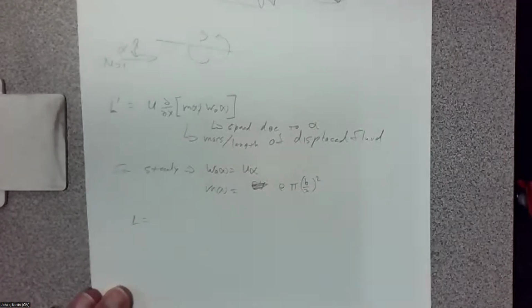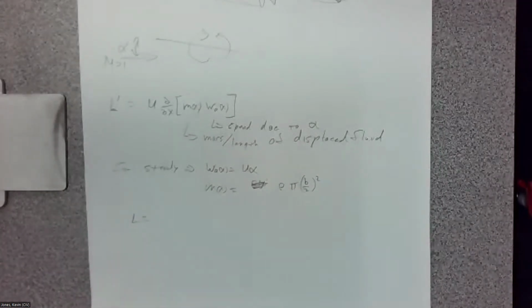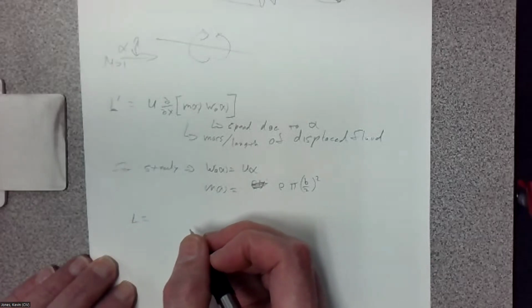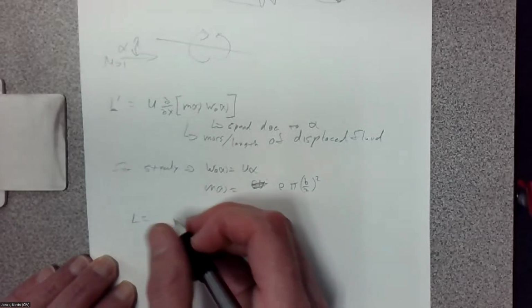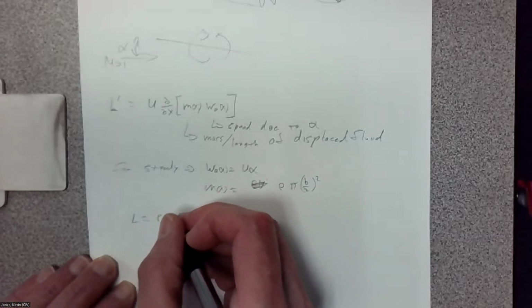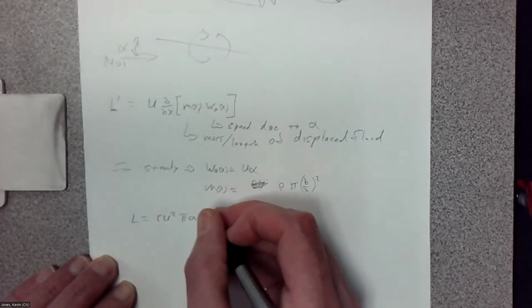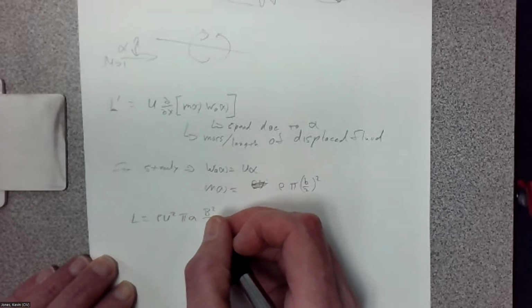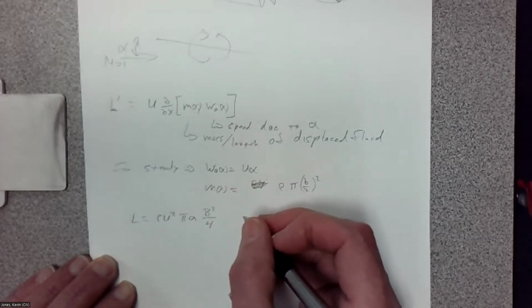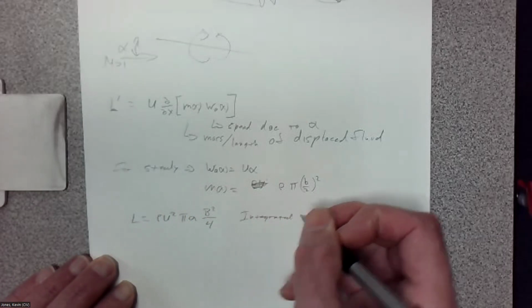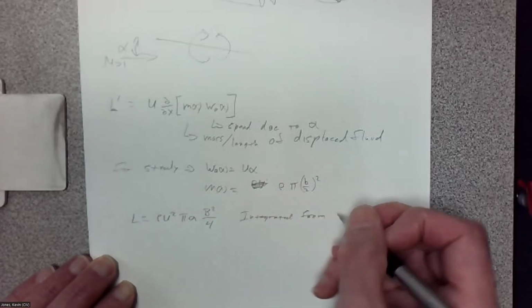Lift. Is it focusing? Yeah, like an autofocus switch here. It's okay. So lift is rho U squared pi alpha big B squared over 4. This is integrated from nose to tail.